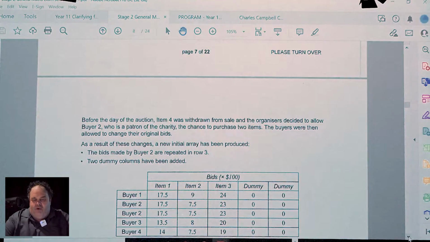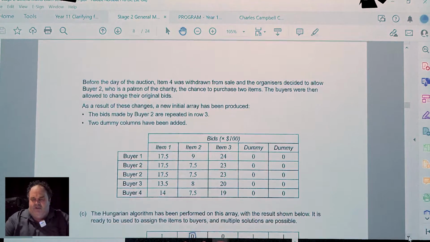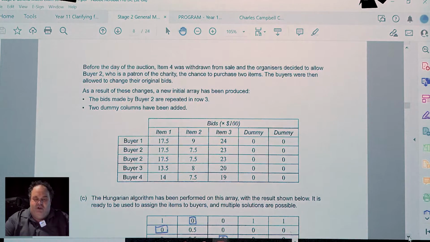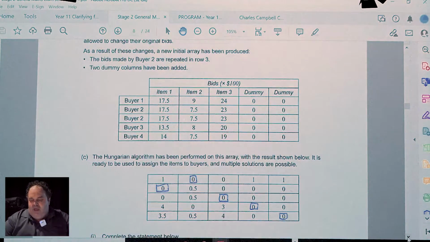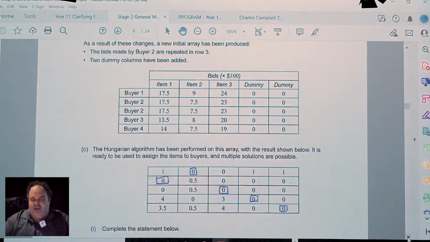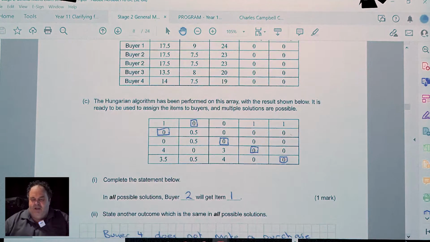Then they were really nice for this Hungarian algorithm question. They basically did all the work for the students. They made a change, gave them a new thing, told them they put dummy columns in there, reduced the thing, and then said, okay, complete the statements below. In all possible solutions, buyer 2 will get item 1. We can identify that by looking at the table above, or what it's been reduced to.